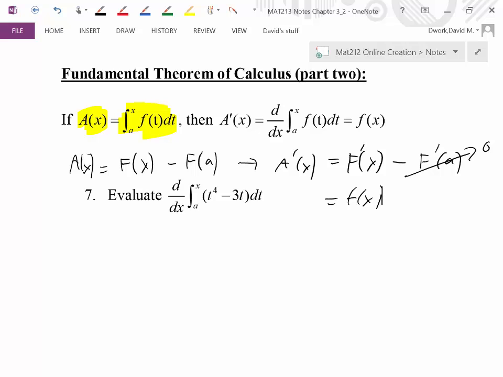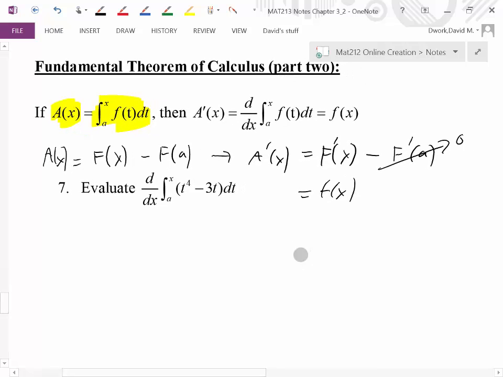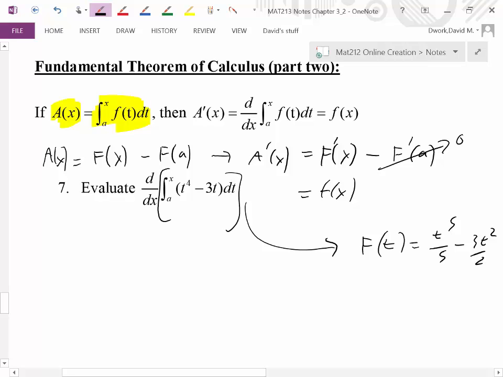So let's do a problem so you can see it happen in action, and I will help you with this one. Let me tell you right here, capital F of t would be t to the 5th divided by 5 minus 3t squared divided by 2. Okay, so let's do this in steps. The first thing we're going to do is do the antiderivative of this function and evaluate it at x and a. Okay, so here we go. Step 1. We're going to leave the dx on the outside. We're going to do that later.